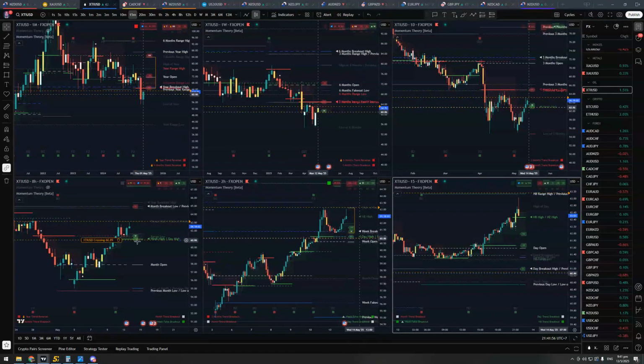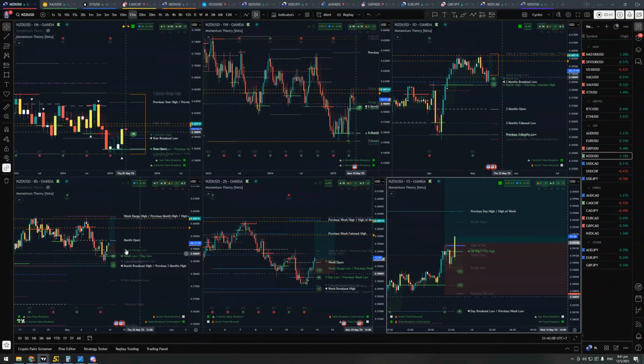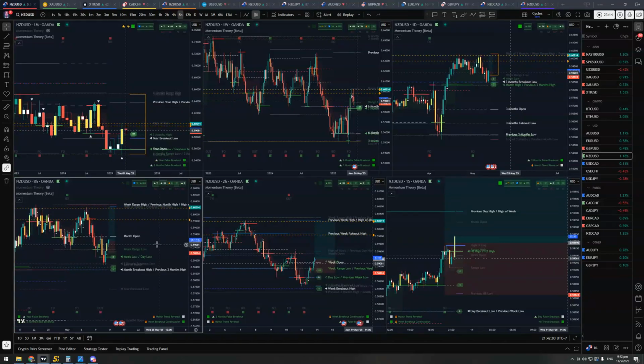And this one is a sell, but did not do what I'm looking for. So no trades on that. Just going to sit here on NZDUSD. All right, that's it.